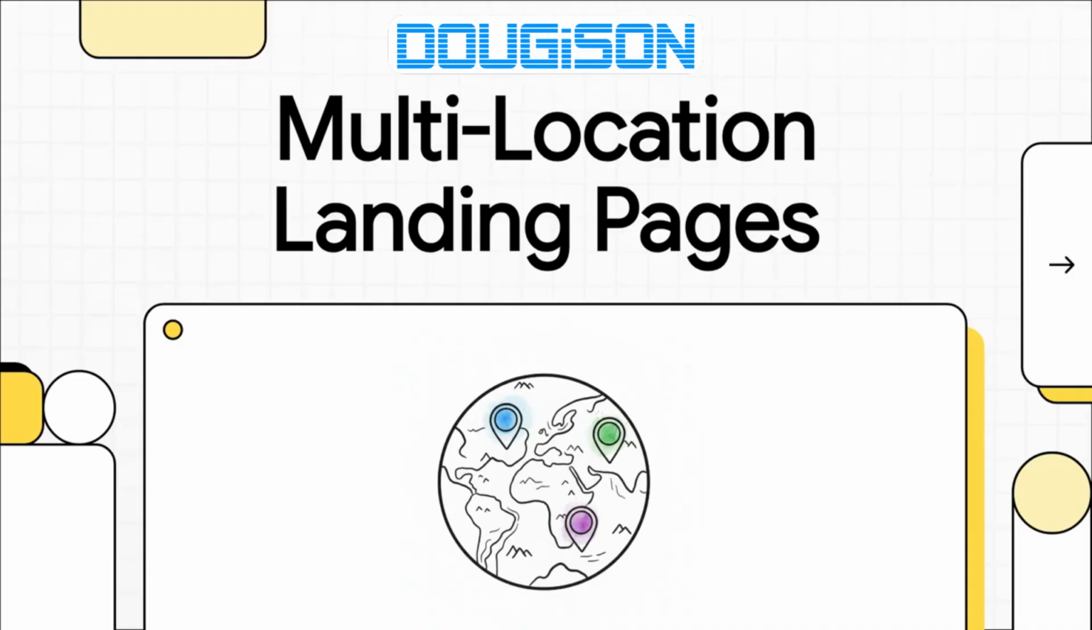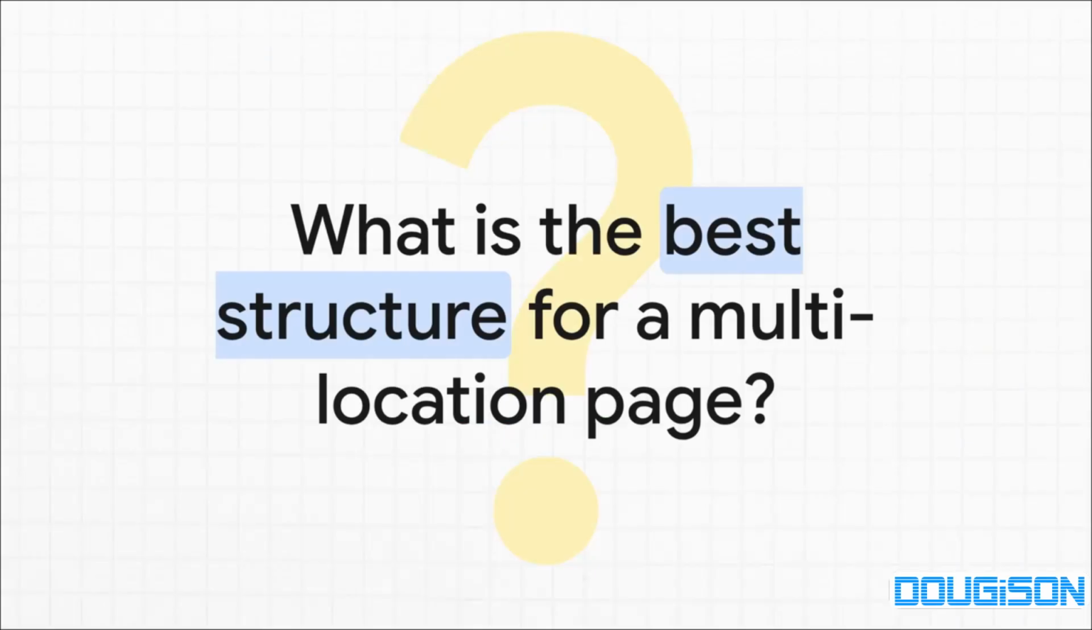We're going to be looking at something that literally makes or breaks your local search dominance. We are going to build the ultimate step-by-step structural blueprint for multi-location SEO landing pages. If you've ever been pulling your hair out trying to figure out exactly how to lay out a website when your business serves way more than just one single town, well, you are in exactly the right place. Let's get into it.